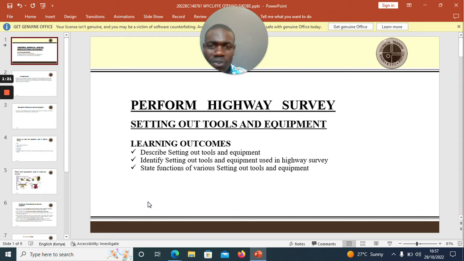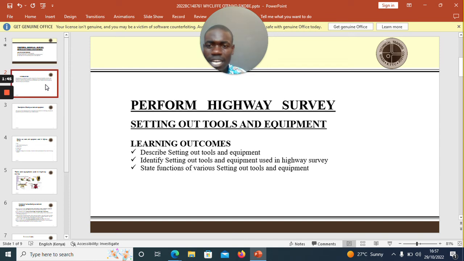Very good. So our lesson title is setting out tools and equipment. By the end of this lesson, we should be able to describe the setting out tools and equipment, identify setting out tools and equipment used in highway survey, and state the functions of various setting out tools and equipment.